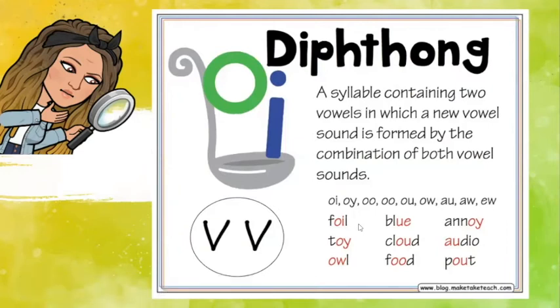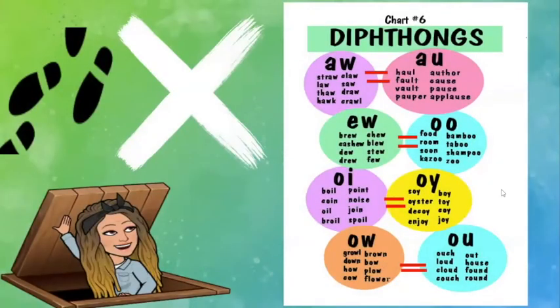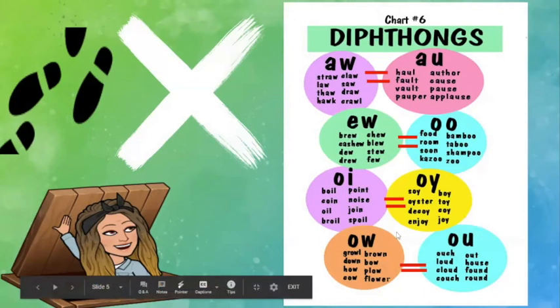And again, the best way to learn is to practice. So if you look at this chart, you can see I have included the most common diphthongs. And you can see the equal sign shows that they make the same sound. So the AW and AU make an aw sound. The EW, OO, and OU make an oo sound, okay? And that's the long sound, but there is a short sound of OO. OI and OY, oi. OW and OU, ow.